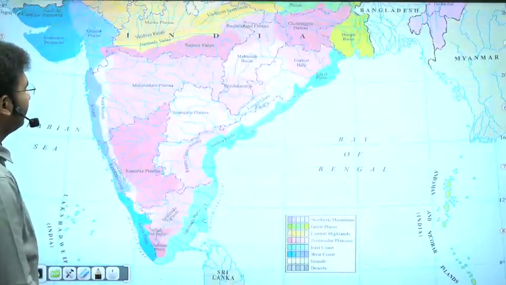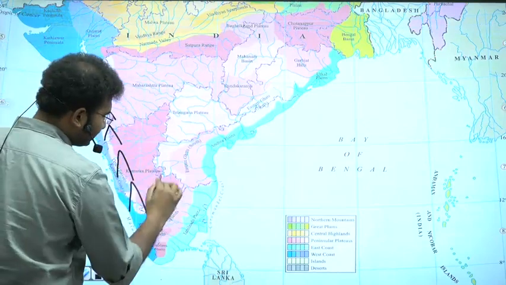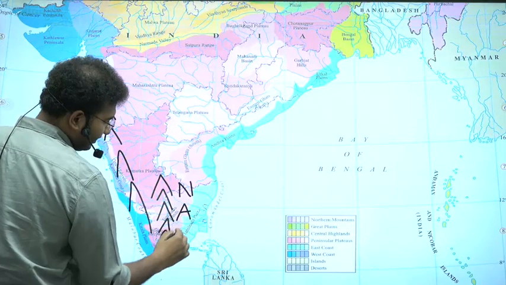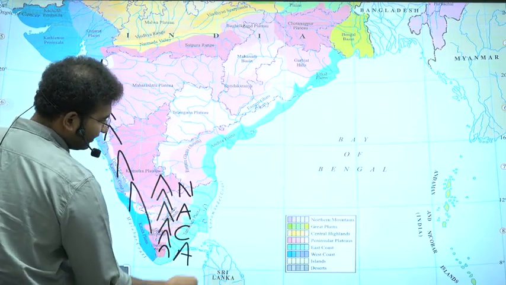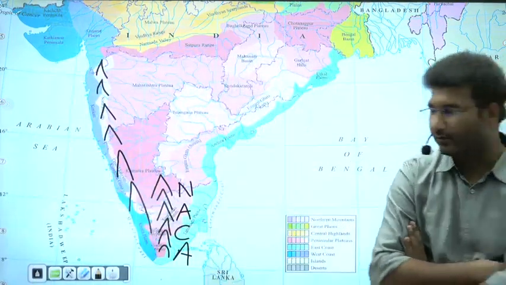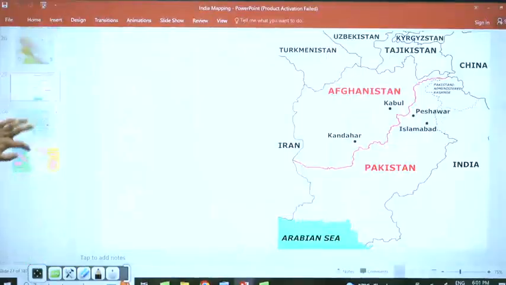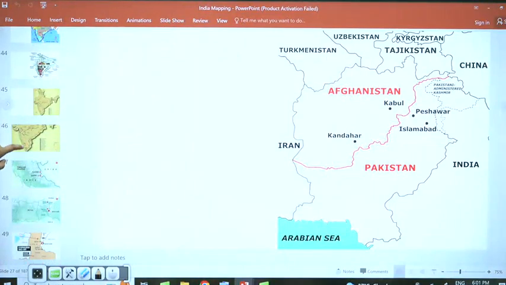Come to the southern part. These are the Western Ghats. And come to the southern hill complex. So you find Nilgiri, Annamalai, Cardamom, and Agastamalai. Go to the southern hill complex and please try to find these maps: Nilgiri, Annamalai, Agastamalai.